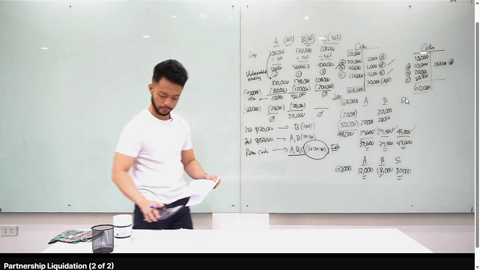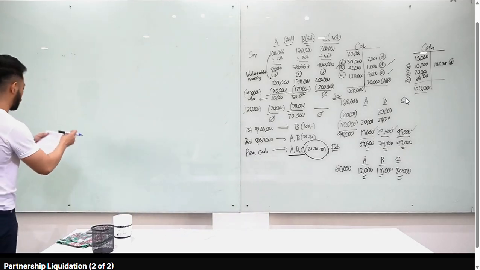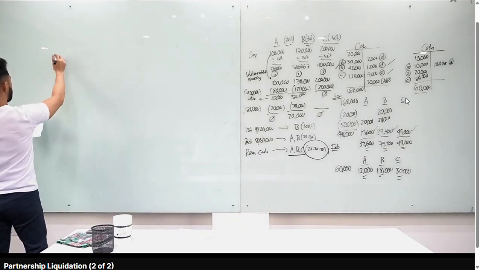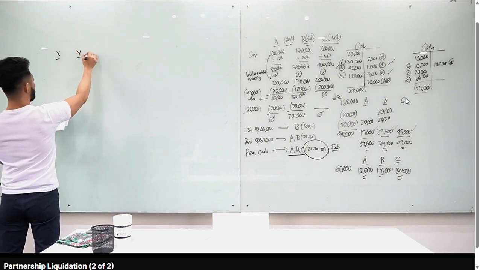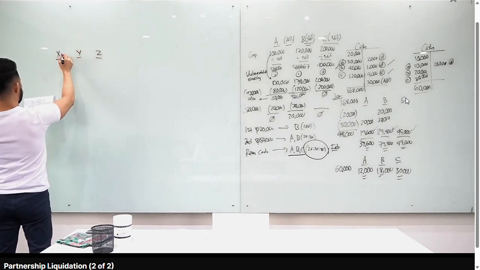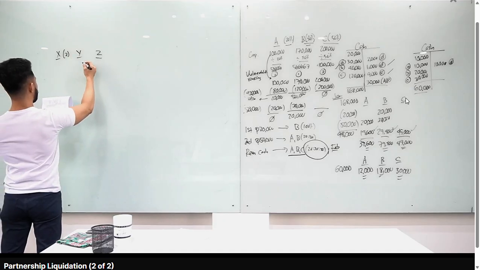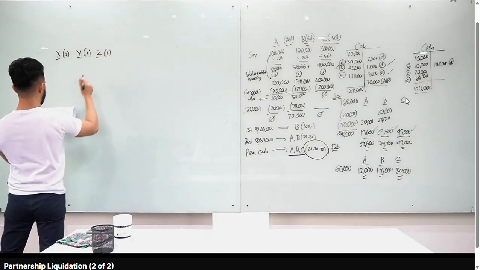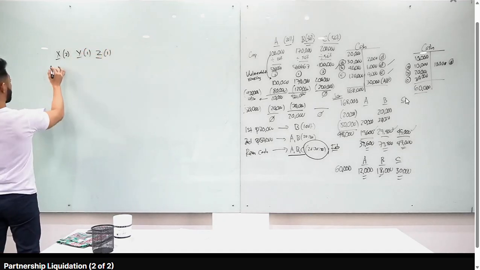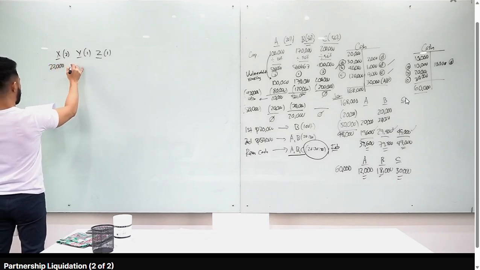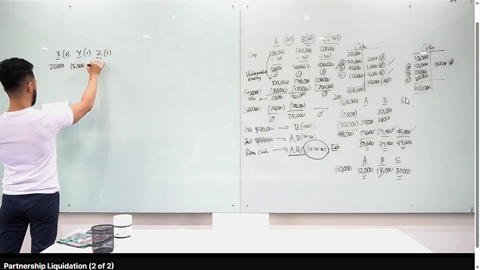So gagawin ko dyan ganito. Okay? So listen very carefully. Gagawin ko dyan. Procedural tayo. Again, si partners X, Y, and Z. Lalagay ko yung P&L ratio nila. Lalagay ko sa tabi. Okay? 2:1:1. Tama? 2:1:1. And then, meron bang loans to and from? Parang wala naman. So, 22,000. Partner Y has 15,500. And then, partner Z, 14,000.